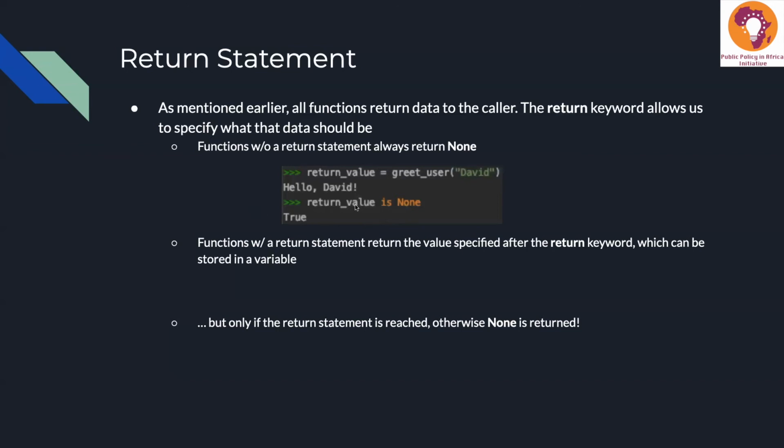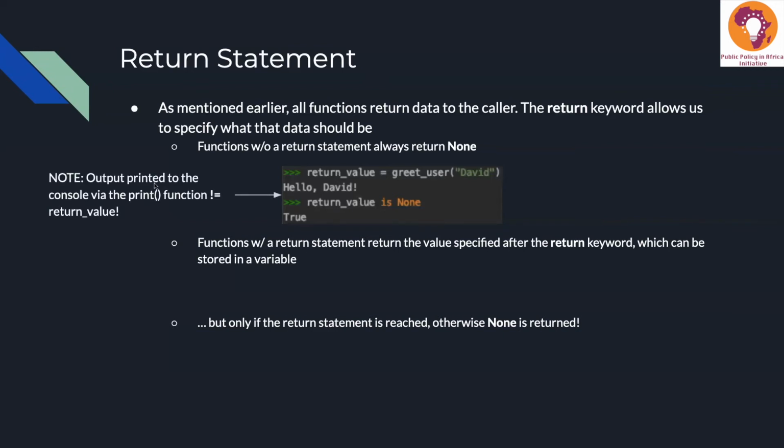But here I'm checking, is my return value None? So return value is None using my identity operator is, and this returns True. Return value is in fact None. So what's been assigned to return value here is the value None. But functions with a return statement return the value specified after the return keyword, which can be stored in a variable.